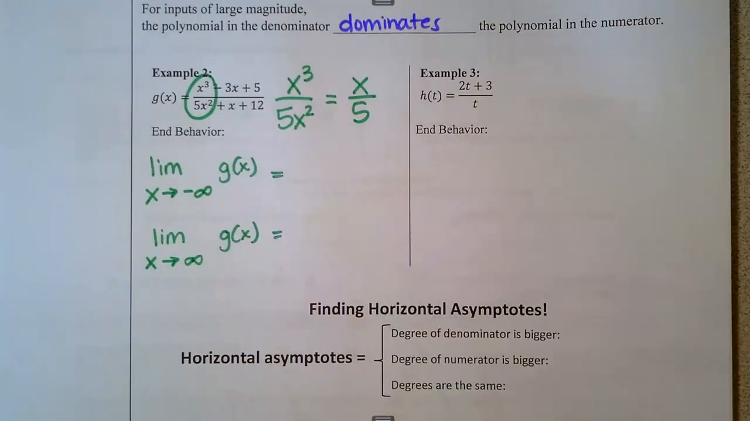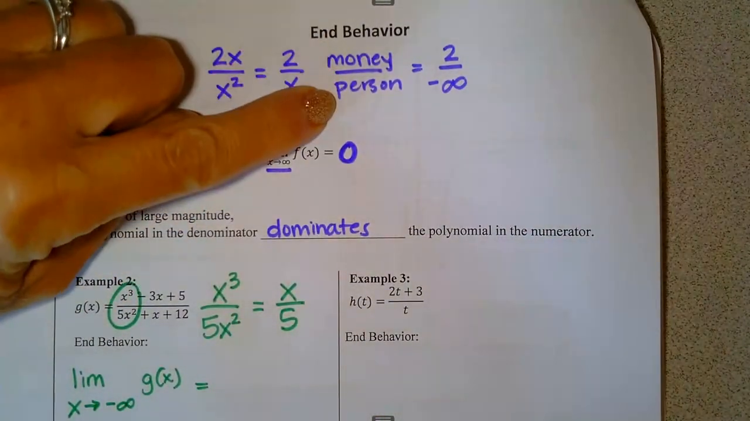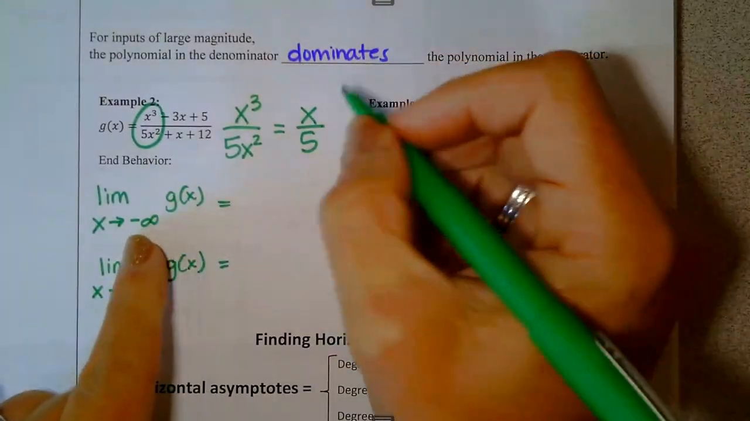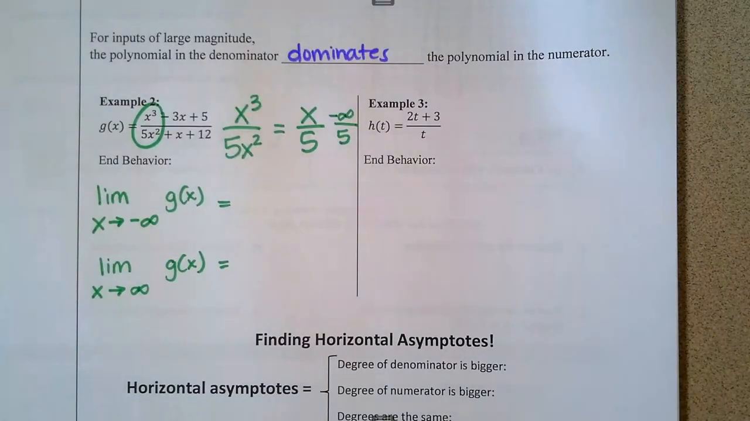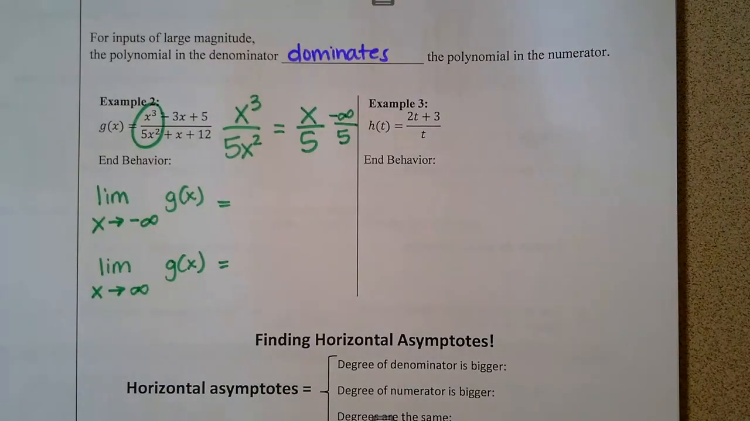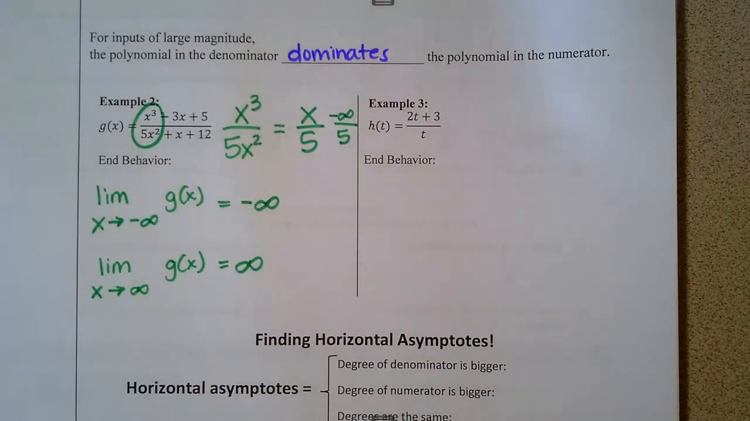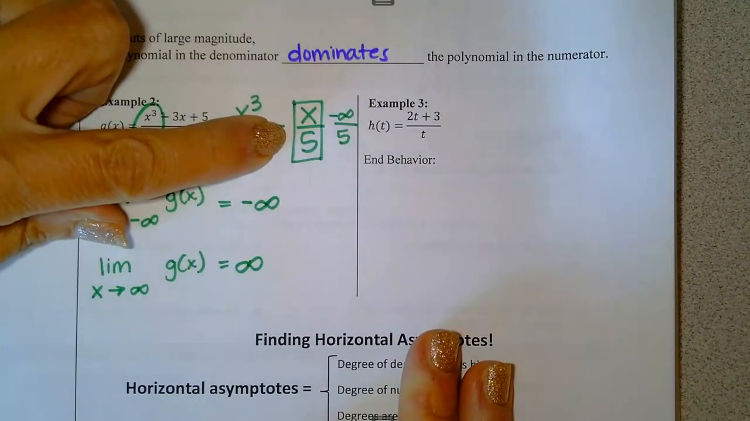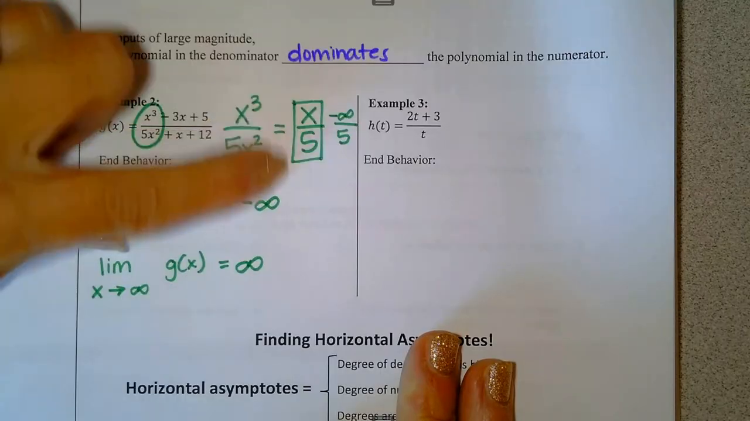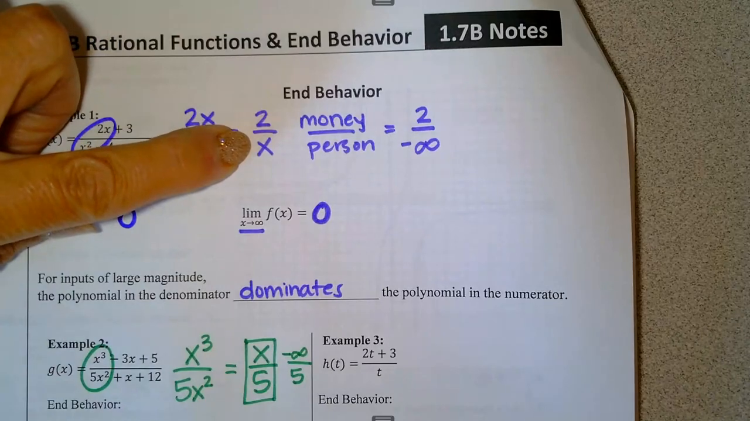Think about this whole money per person thing again. If I had negative infinity divided by 5, think of having negative infinity money and dividing it among 5 people. It's going to be just negative infinity, right? It goes on forever. We would all have infinite amounts of money. So you can tell what the rule is: when x is in the numerator, it's going to be infinity because you're dividing infinity by a number. And when x is in the denominator, you're dividing by infinity, so that's going to be 0.